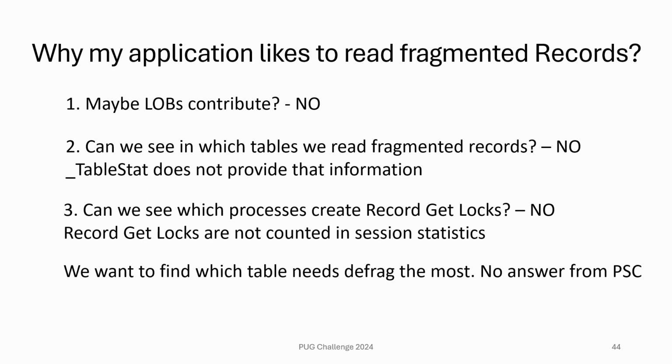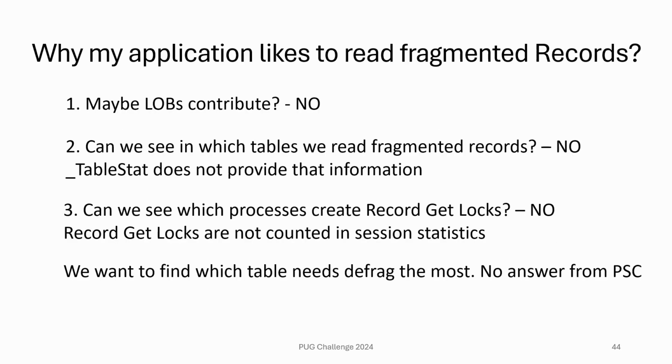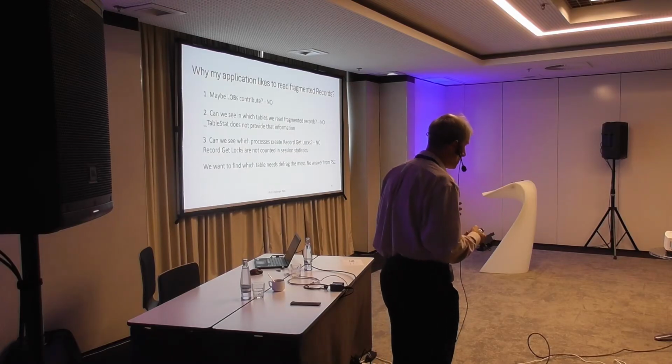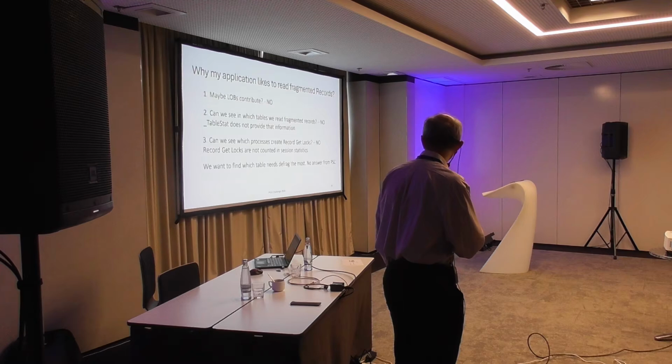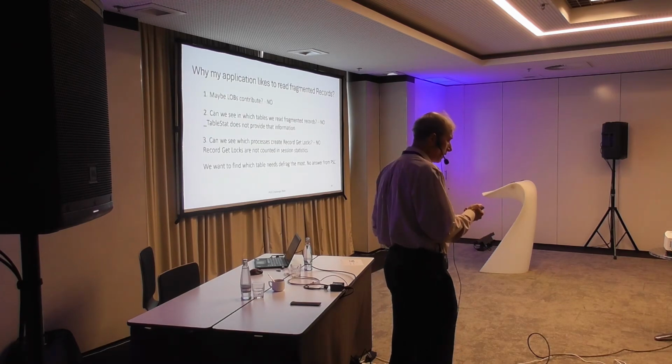So why does my database like to read fragmented records? Remember, on the previous slide, it reads 15% fragmented records when we have two. Maybe the LOBs contribute to this picture? No, LOBs don't contribute to this picture. The question: can we see which tables we read fragmented records from? The answer is no, because table stat provides information on how many records you read. It does not tell us anything about fragmentation.